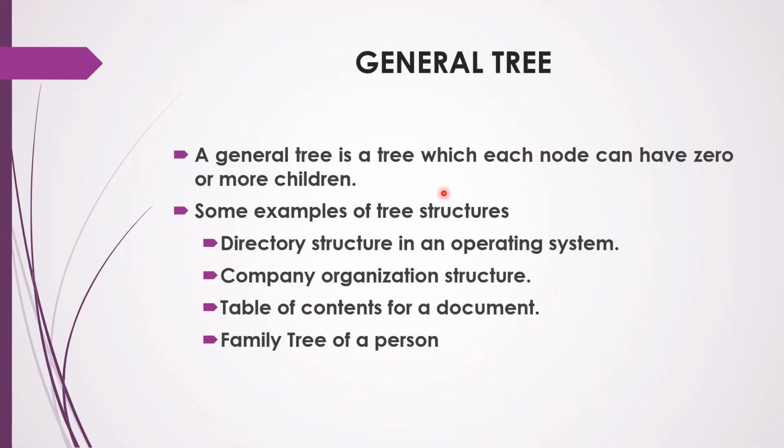Before that, general tree. A general tree is a tree which each node can have 0 to more children. So if you take a general tree, it can have one parent and it can have 0 children or more children. So real-time examples of tree structures are directory structure in operating system, company organization structure, table of contents for a document, family tree of a person. All these comes under the general tree structure.